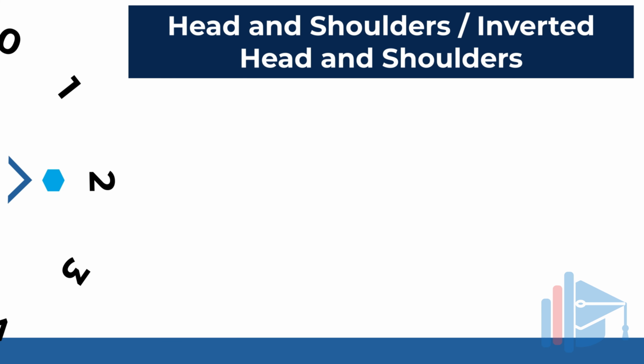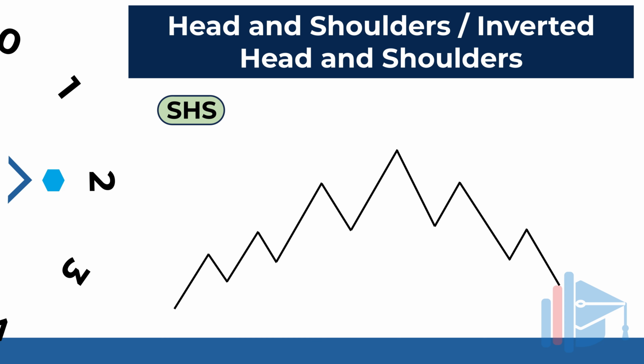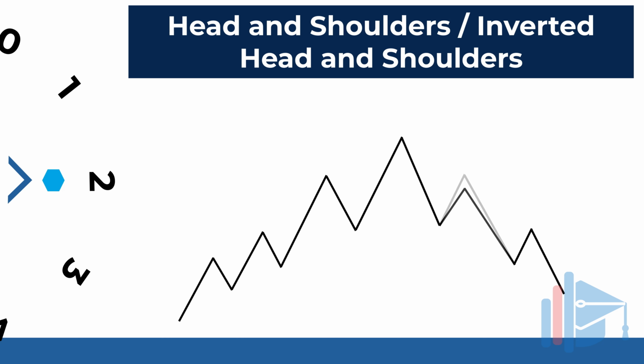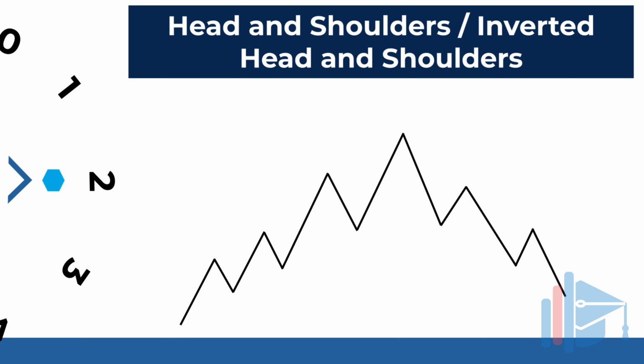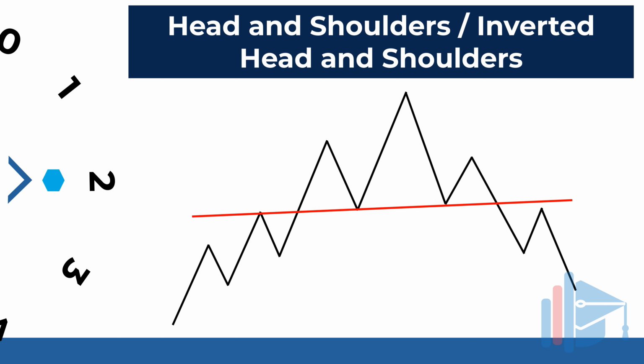One of the most reliable and widely recognized reversal patterns is the head and shoulders pattern, also abbreviated as H&S. As the name suggests, the pattern resembles the outline of a person's upper body, with a left shoulder, or a high, a head, which is an even higher high, and a right shoulder, or a lower high. Between these highs are troughs, and a line can be drawn through these troughs to represent the neckline, which acts as a key level for confirming the pattern.